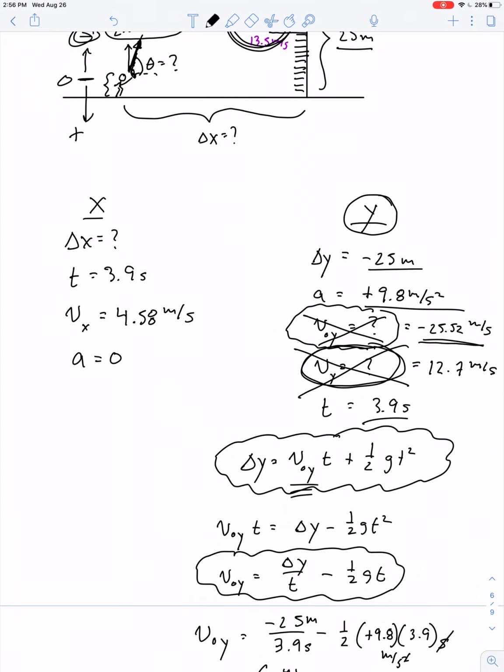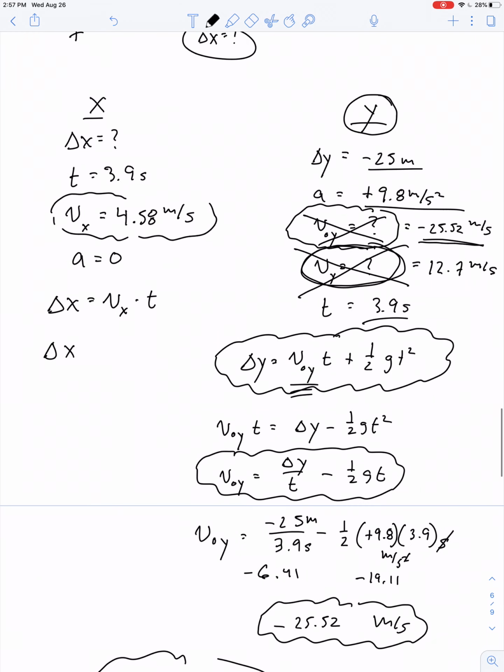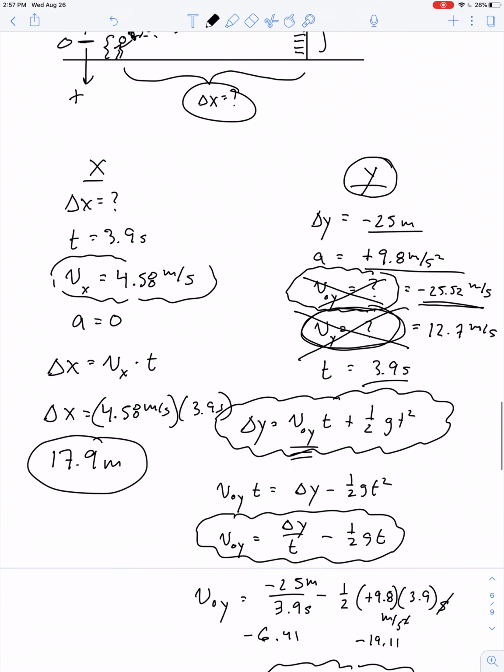Horizontally, of course, acceleration is 0. That means the final velocity and the initial velocity both have a value of 4.58, so we just use the dirt equation. Distance equals rate times time. So the distance away that you must have been standing when you threw the keys is equal to 4.58 meters per second times 3.9 seconds. So that's a distance of about 17.9 meters away. Now we need to find the angle.